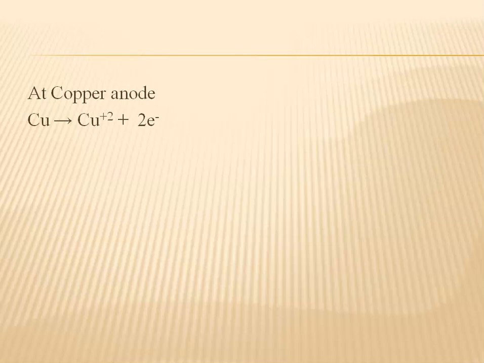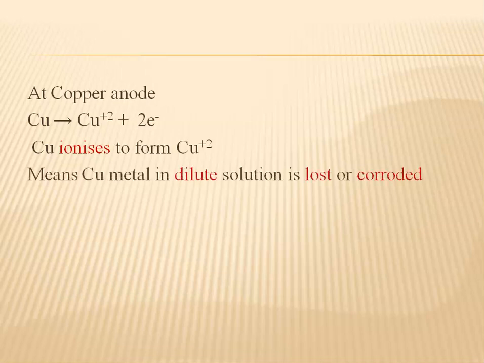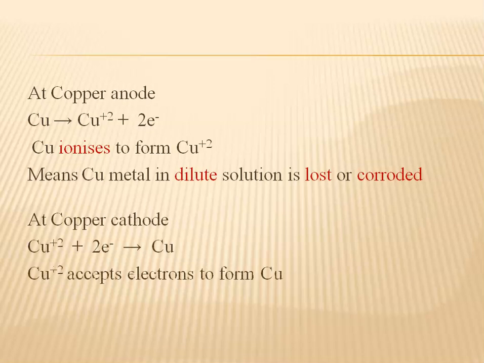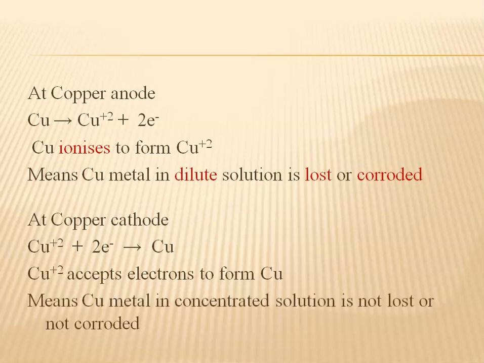At the copper anode, what is happening? The copper ionizes, giving you copper ions and electrons, which means copper metal in dilute solution is lost or corroded. At the copper cathode, the ions accept electrons to form copper, which means copper metal in concentrated solution is not lost or not corroded.